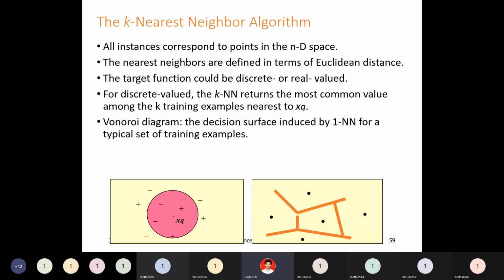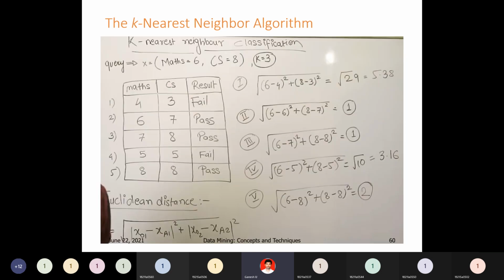This is the decision surface induced by one nearest neighbor for a typical set of training examples. The k value is 1 here. We can also take a value of 2, 3 or 4, like that. How we will find it out, we will see with an example, then you can understand it clearly. Here, k nearest neighbor.